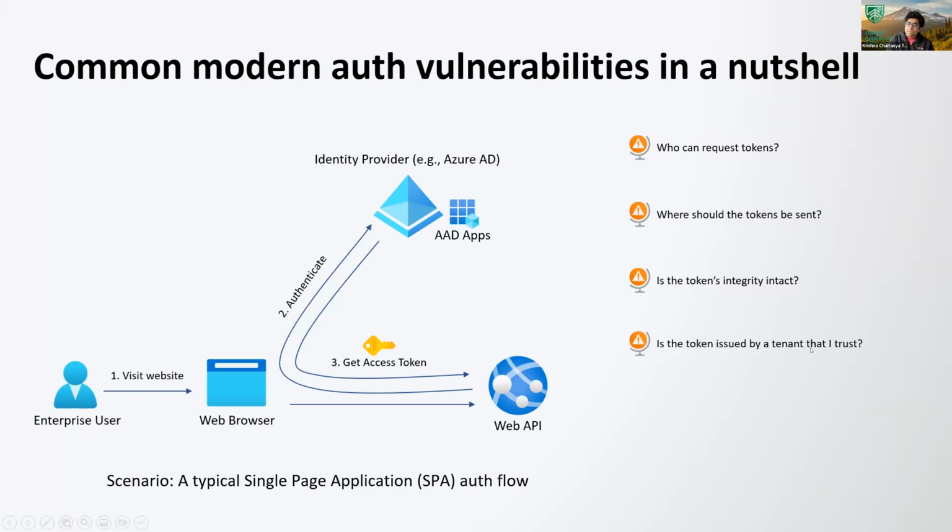Is a token issued by a tenant that I trust? Which is another interesting thought. Can there be cases where the API is hit with a token which the API does not trust, right? Maybe. Let's talk about that. And then, is the token meant for my API? Now, that is another interesting thought. Can there be tokens that are not intended for my API, but issued to this API? Maybe, right? So these are the questions.